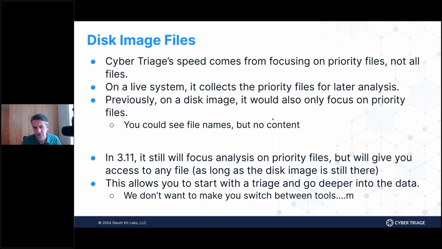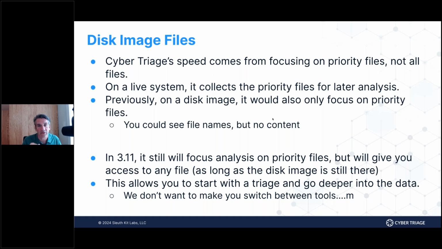Without getting too far in the weeds here, but interesting for context: Cyber Triage has a local file storage where any of the files that are collected, the priority files, a copy of them is located inside of your data directory, which you may have seen in the options panel on your system. So on a disk image, those priority files are still extracted from there. They're brought into that file folder in that data directory, so you can still analyze that disk image, even if that disk image is gone.